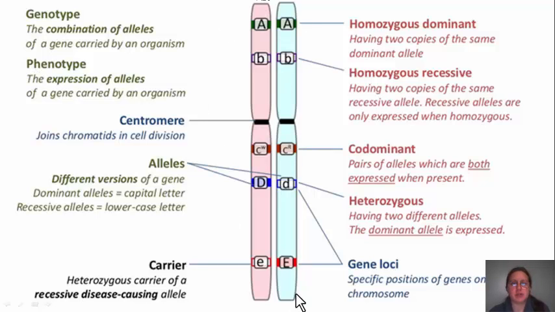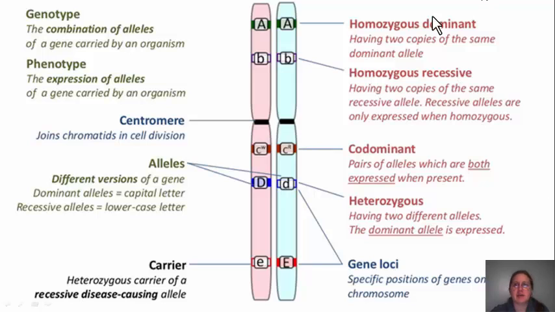Here we have two chromosomes. Our location of the genes on the chromosome is called a gene loci. And in the middle of our chromosome, we have our centromeres, which will hold our two sister chromatids together when those genes are duplicated during cell division. But we have some different types of vocabulary to review that has to do with the alleles.